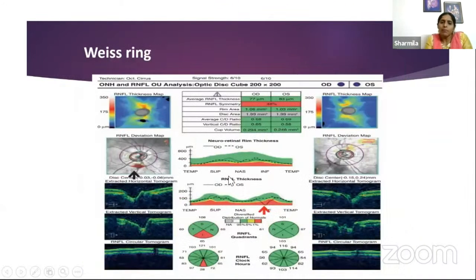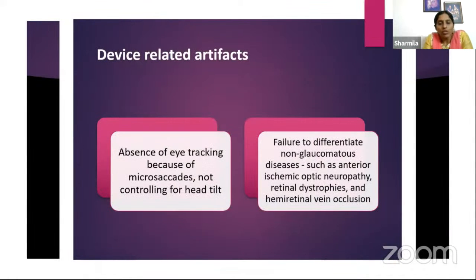And there may be also some floaters like the Weiss ring or the PVDs, which can come in the area of measurements. And so that can also cause false positive results. And then there are also device-related artifacts, because we have to make sure that the patient is not having any microsaccades, and so make sure that they're fixing at the target. And also this cannot differentiate glaucomatous optic neuropathy from an ischemic optic neuropathy or hemicentral retinal vein occlusions.